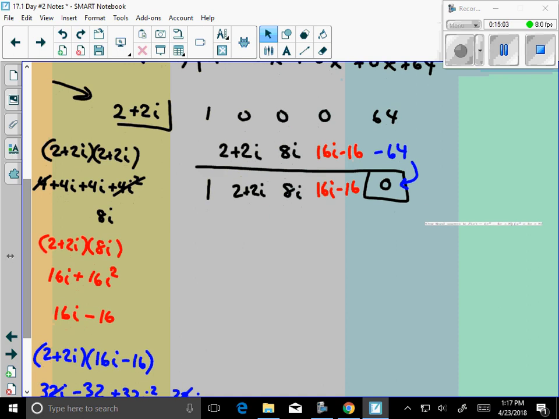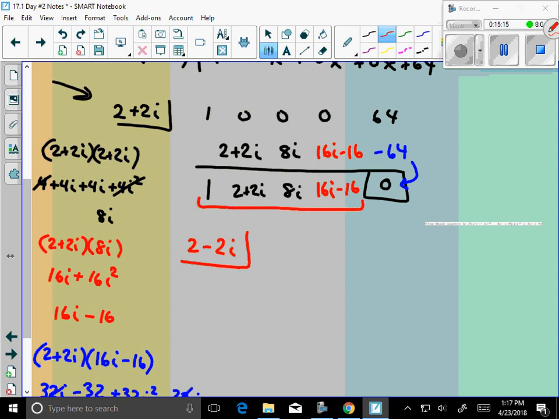Now what I'm going to do, and you're going to say, oh, no, it's not a big deal. I'm going to do it again with the other 0 that we had determined. Now with our new coefficients, being these right here, and you'll see why in just a minute. So I'm going to take 1, 2 plus 2i, 8i, and 16i minus 16. Because if that is a 0 right here, 2 minus 2i, what's true about the remainder there? Should also be 0.